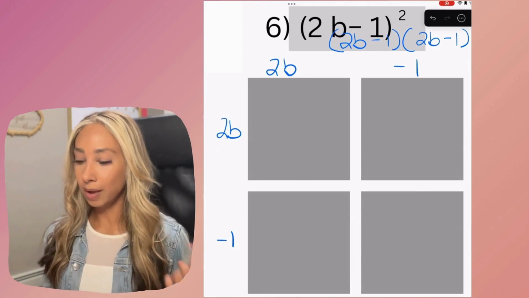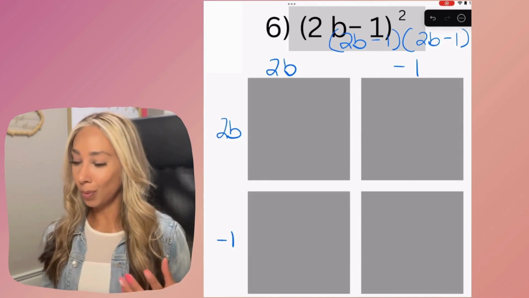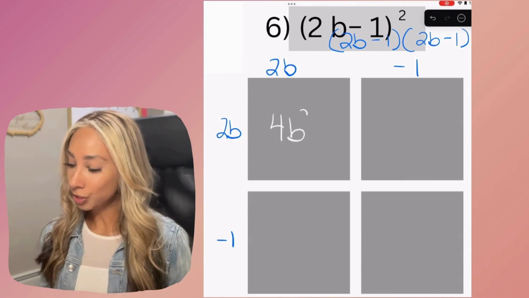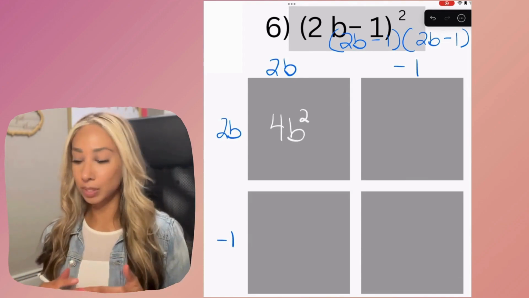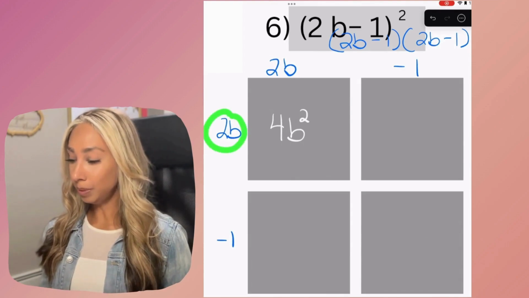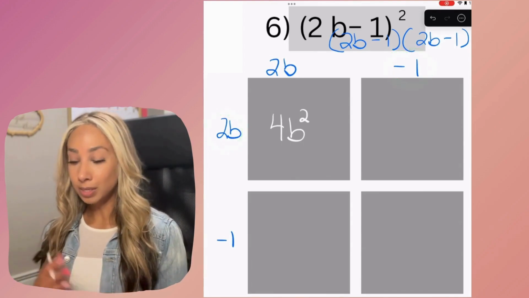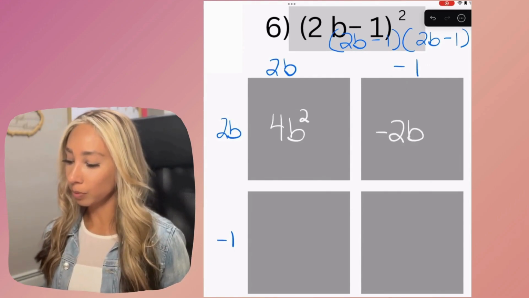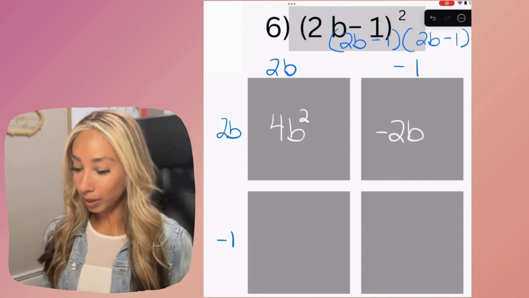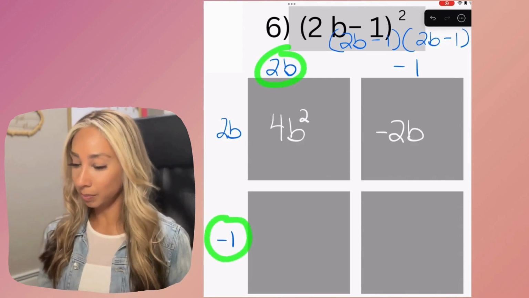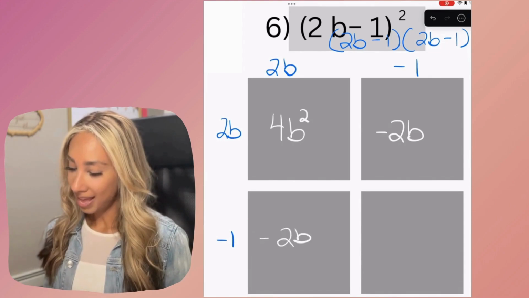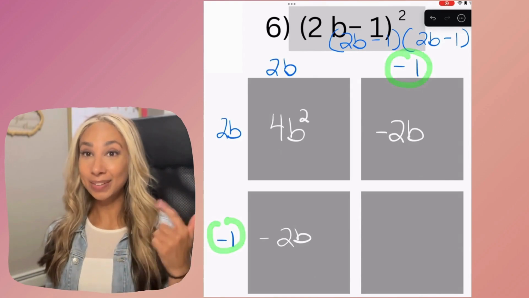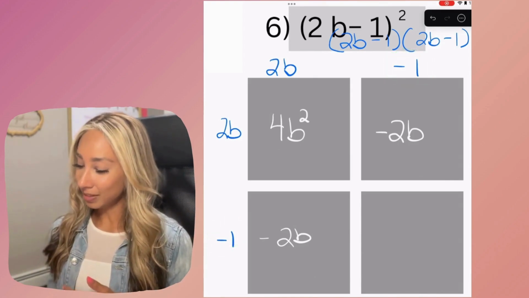2b times 2b, well, we have to think 2 times 2 is going to be 4, and b times b is going to give us b squared, right? We don't actually know the value of b, but we know when we combine it, it's going to be squared. And then our next one is 2b times negative 1. So negative 1 times 2, well, that's going to give us negative 2. And we just have to bring that variable over because it's there. Same thing with this one here. It's going to be the exact same numbers. And then our last one is going to be negative 1 times negative 1. So remember what I said earlier, negative times a negative makes a positive. That's going to give us 1.